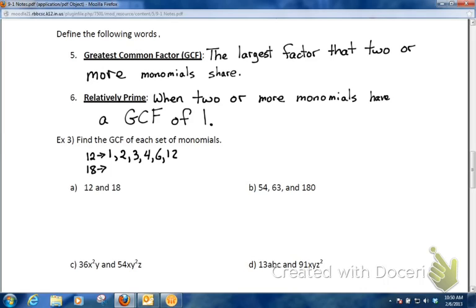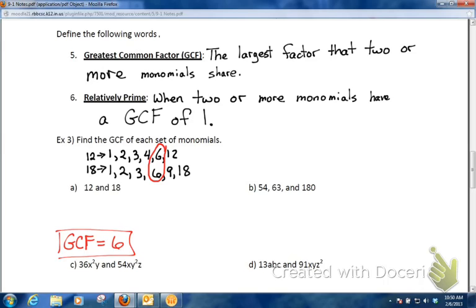You could then do the same thing with 18. 1 and 18, 2 and 9, and then 3 and 6, and those are all your factors of 18. And then to get the GCF, or the greatest one of these, you just look and see what's the largest one they have in common. The largest one they have in common is 6, so the GCF is 6 for this problem, which is the correct answer.